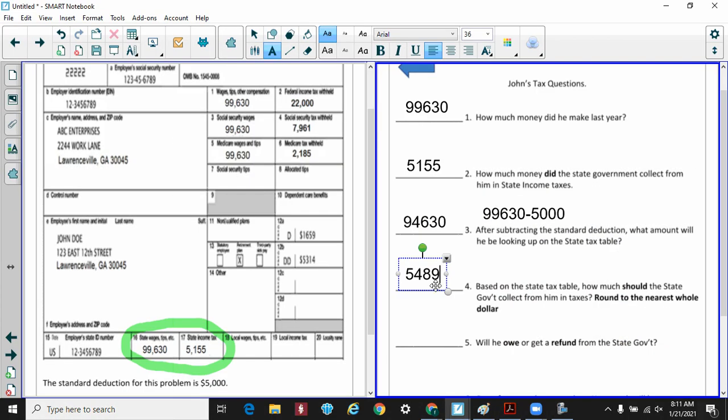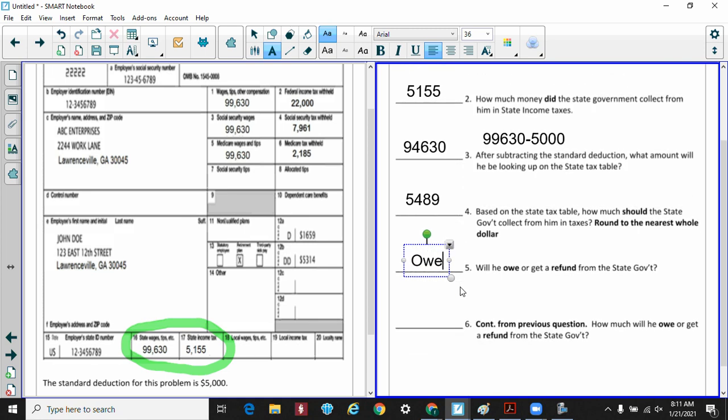All right, so again, compare. He should have paid 5,489. He ended up paying only 5,155. He did not pay enough. That is an owing situation. So how much will he owe? Again, a simple subtraction problem. He will owe $334.